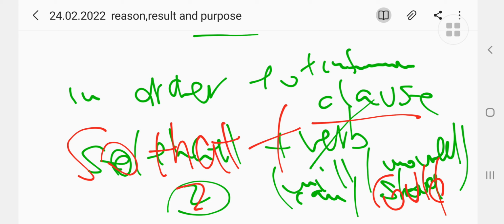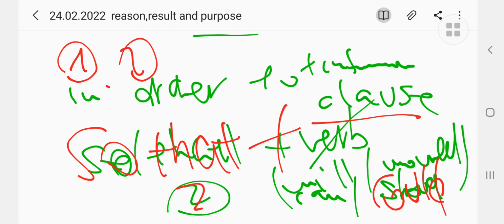Now I'm working hard so that in the future I will be able to buy a house, something like that. And in order to can go in the middle or at the beginning of the sentence, and it's followed by the infinitive. I studied hard in order to pass the exam.